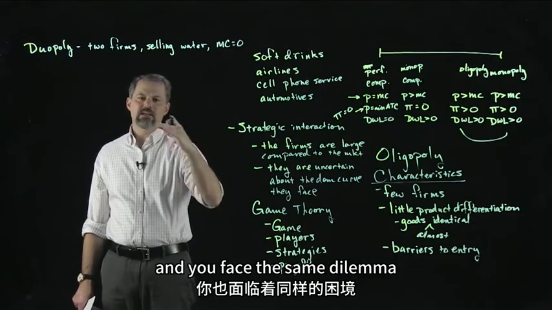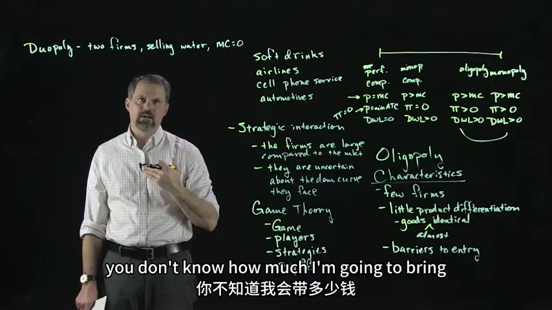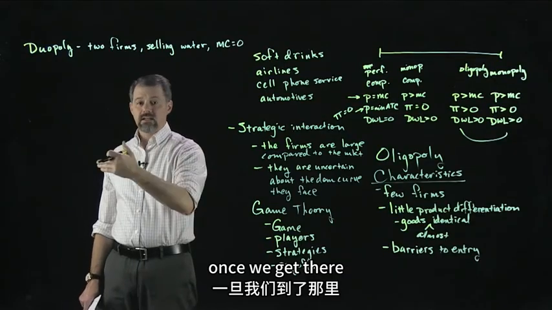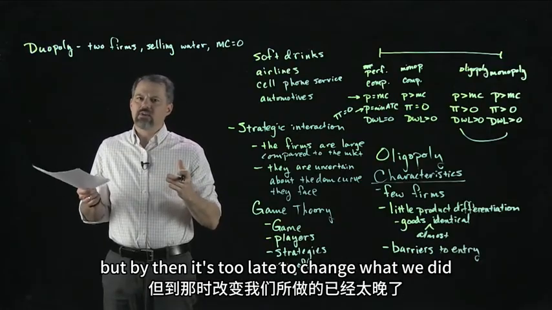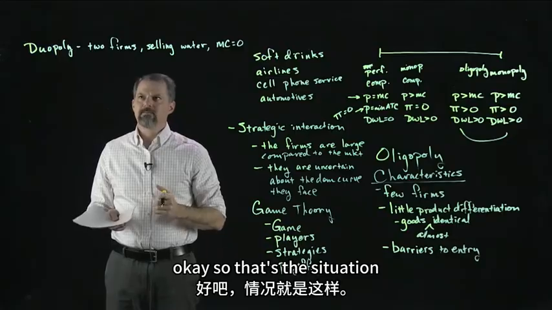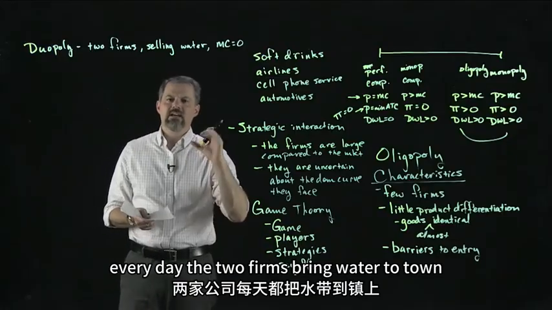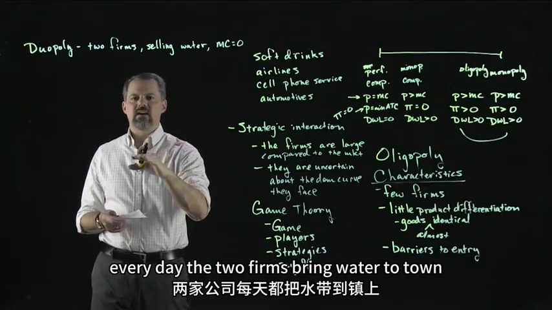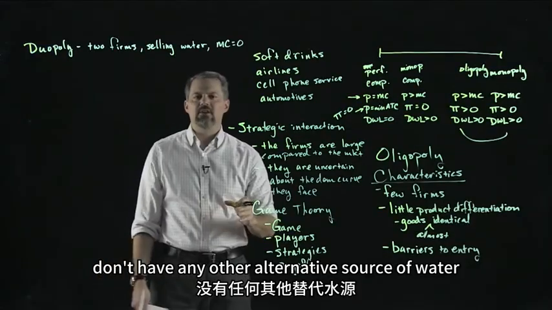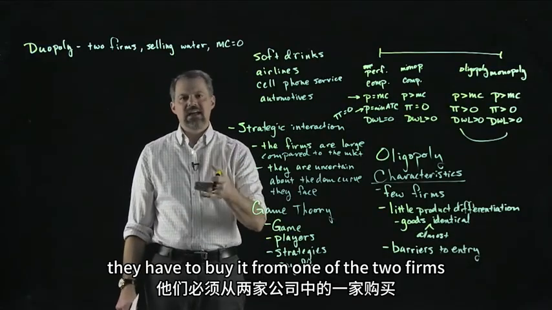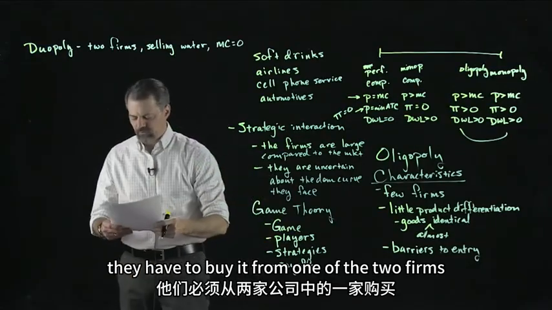And you face the same dilemma. You don't know how much I'm going to bring. Once we get there, we'll find out how much we've both brought. But by then, it's too late to change what we did. Okay? So that's the situation. Every day, the two firms bring water to town and they sell it to the people in town. Let's pretend as if the people in town don't have any other alternative source of water. They have to buy it from one of the two firms.